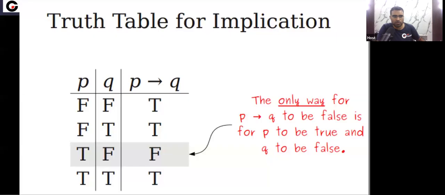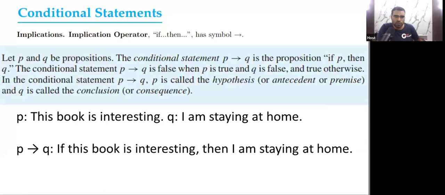This is very important. The only way to make P implies Q false is when P is true and Q is false. Very simple. Now let's move on. P is this book is interesting, Q is I am staying at home. Then P implies Q means if P then Q, meaning if this book is interesting, then I am staying at home.